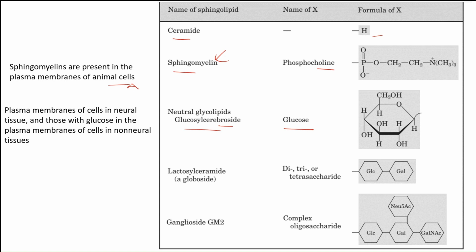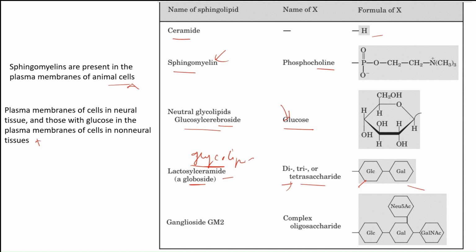cells in non-neural tissues. Similarly, lactosyl cerebroside, which contains di-, tri- or tetrasaccharides. Here the saccharides are glucose and galactose. So it is known as globoside. Globoside is also a glycolipid, because glyco means carbohydrate. So here glucose is present. That's why it is a glycolipid. Here also glucose is found. That's why it is also a glycolipid.